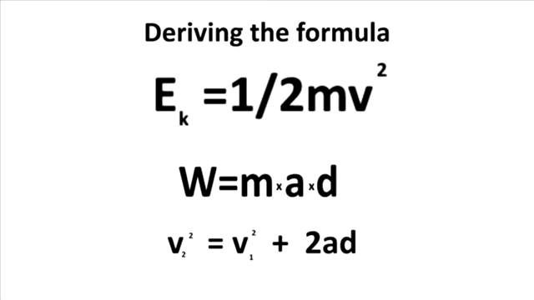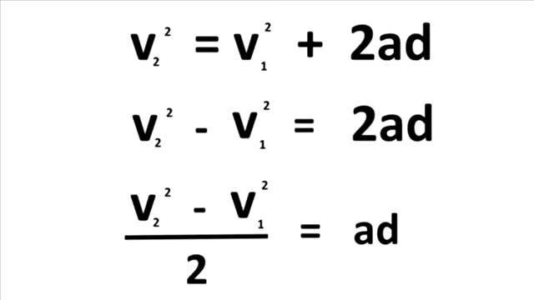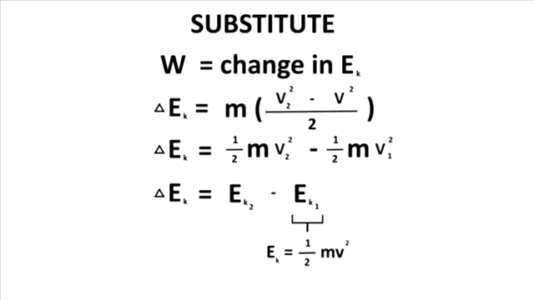Let's now start off with deriving the formula of Ek equals 1/2 mass times velocity squared. Now we already know the formula of work, which Sona talked about, like work equals mass times acceleration times displacement. But we also need to know that work is equal to the change in kinetic energy. We now need another equation from kinematics, which states that the final velocity squared equals the initial velocity squared plus 2ad. We now need to solve for ad from the second equation.